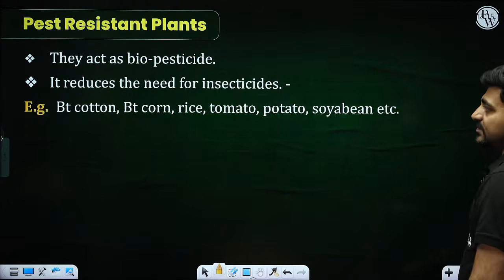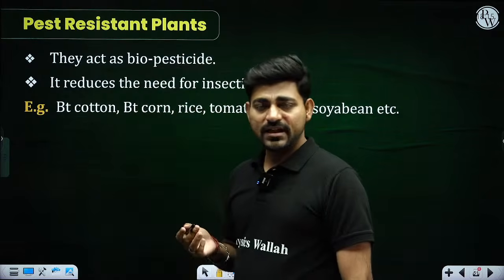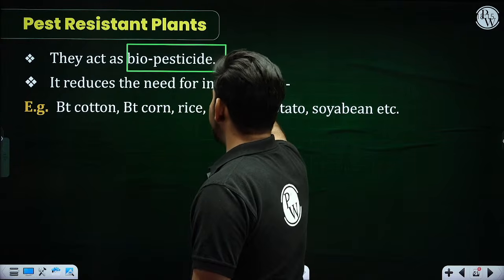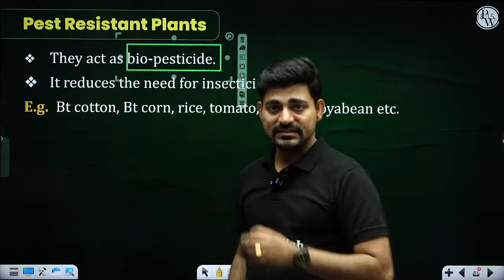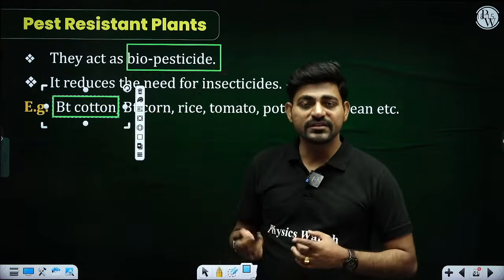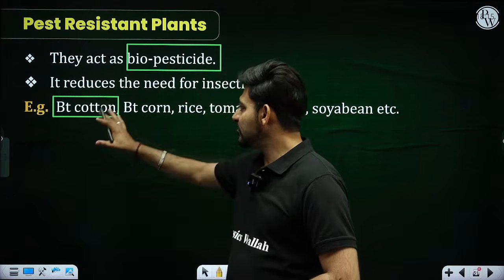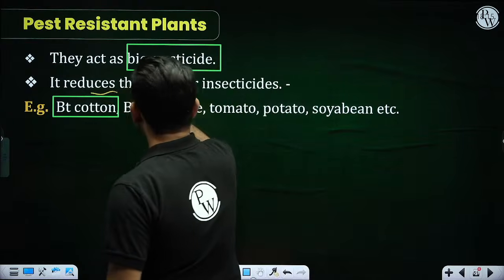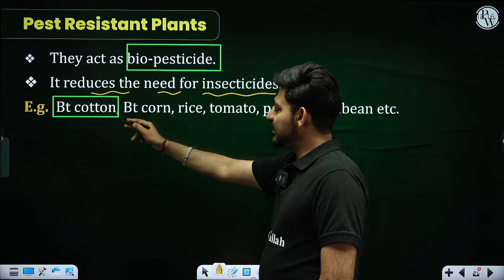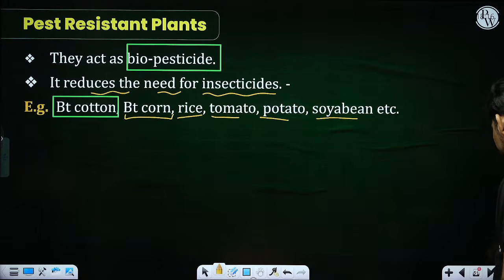To the industries. Okay. Now, if you use pest resistant plants like BT cotton, BT brinjal, they act as biopesticide. BT for Bacillus thuringiensis. If we talk about BT cotton, the BT toxin producing gene from Bacillus thuringiensis is introduced into the genome of cotton plant. That's why it reduces the need for insecticides or pesticide, and like BT cotton, we have produced BT corn, BT rice, BT tomato, BT potato, and genetically modified soybeans.